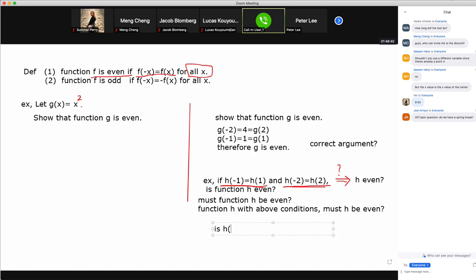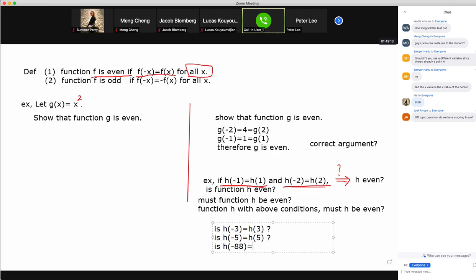Is h of -3 equal to h of 3? And is h of -5 equal to h of 5? Do you think they're all true? No. If h of -1 is equal to h of 1 and h of -2 is equal to h of 2, then do you think h of -3 is also equal to h of 3 and h of -5 is also equal to h of 5?